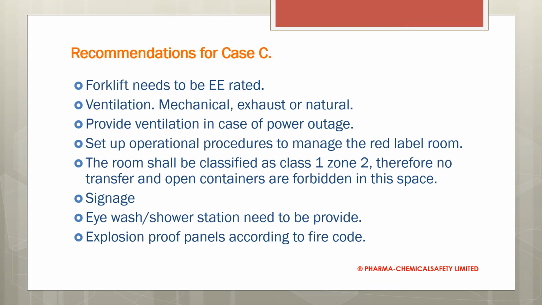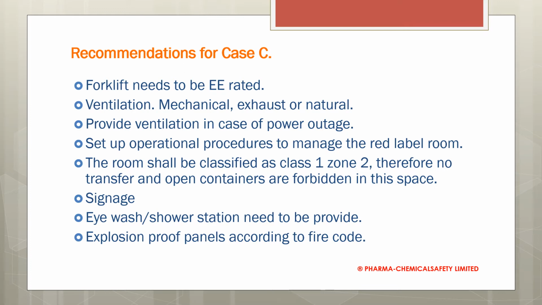Ventilation. You need to have mechanical, exhaust, and natural ventilation. These 3 types of ventilation you need to have in your red label room. Provide ventilation in case of a power outage. So that's the reason why you have natural. That means the ventilation panels open when you have short circuits or a power outage. So they open and then they allow the natural ventilation to come inside, go in and out.